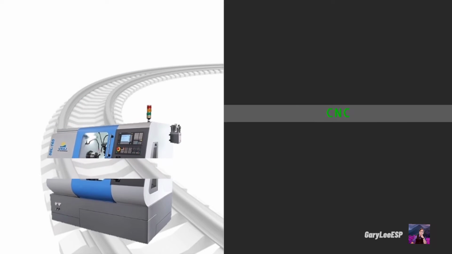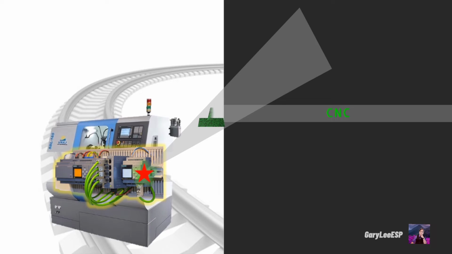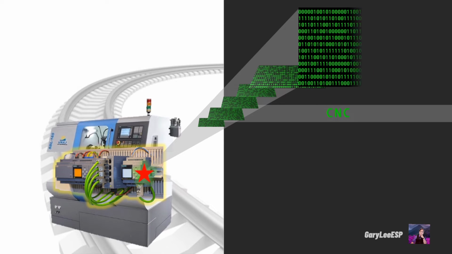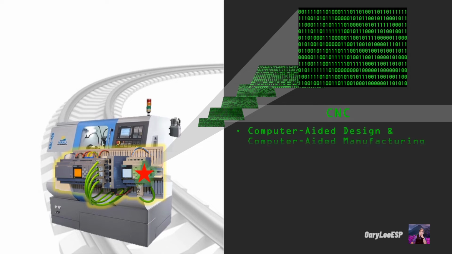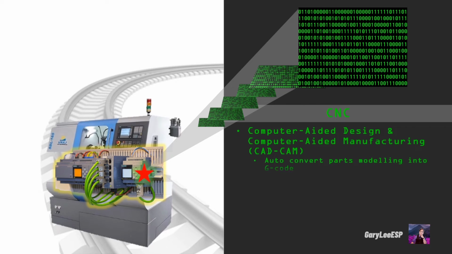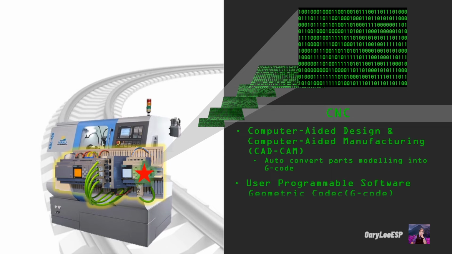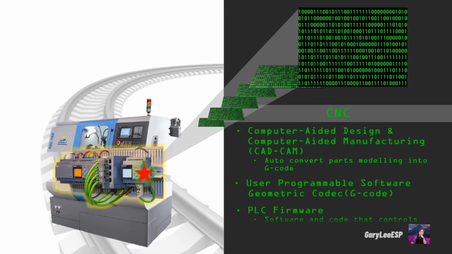There are three main types of software that are used in the CNC machine. First, computer-aided design and computer-aided manufacturing. We also call it CAD-CAM. Second, geometric code, which is also known as G-code. And lastly, the programmable logic controller firmware.